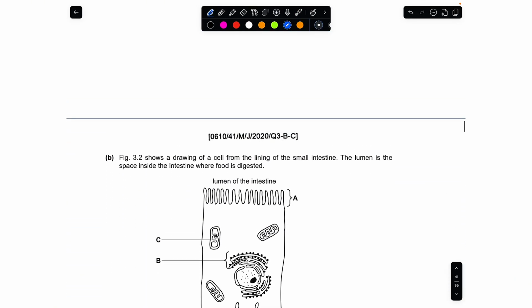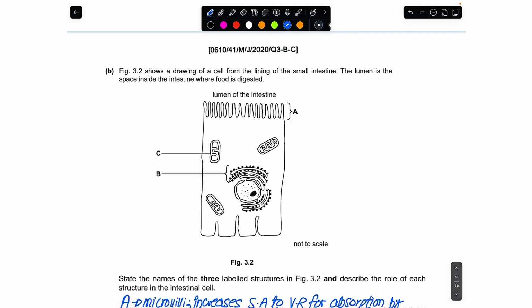Moving onward, let us come to discussing this question from May-June of 2020. The theory paper variant was 4-1, and for your exam, this was question number 3, B and C part. Let us see what the examiner has to tell us. They say that we present you with figure 3.2, and this is a drawing of a cell from the lining of the small intestine. Now, what we know is that the lining of the small intestine is basically the villi. Further, they tell us that the lumen is the space inside the intestine where the food is digested.